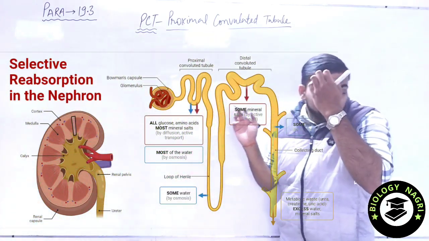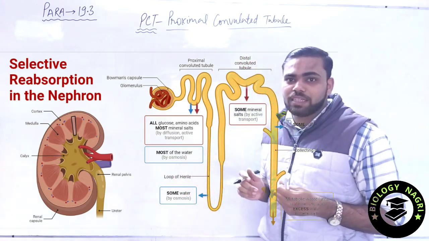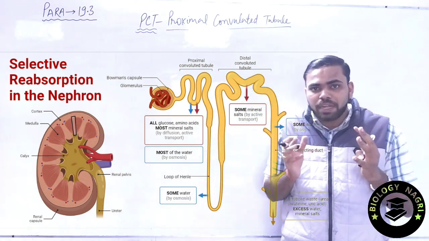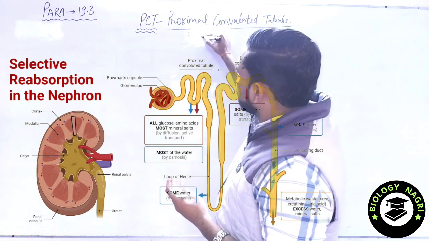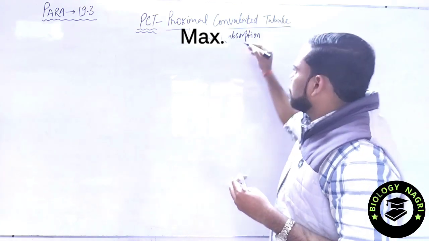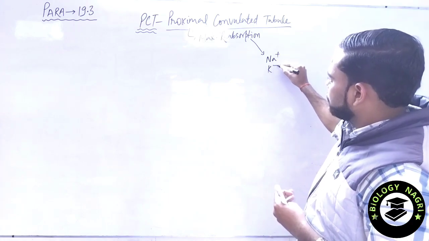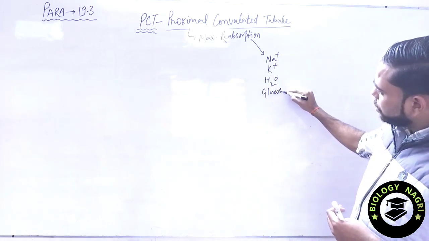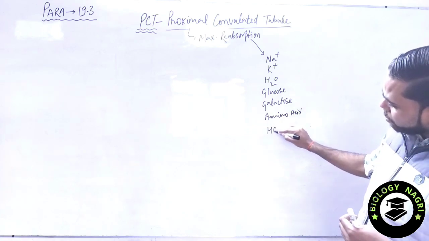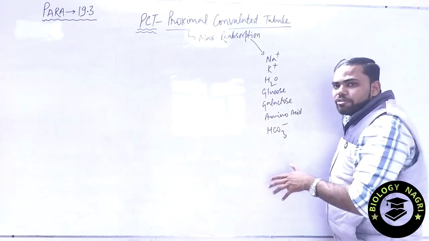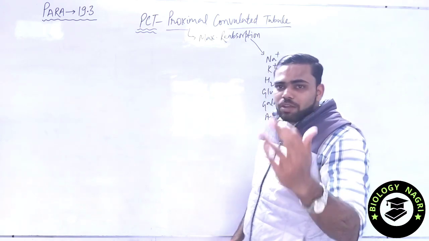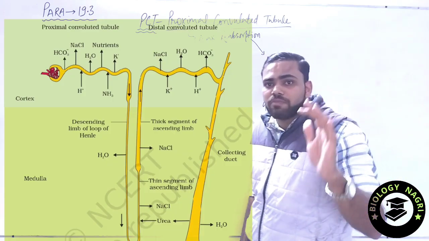Now, when you start talking about the first tubule of the nephron, which is the proximal convoluted tubule, this tubule has the property of maximum reabsorption. It means here maximum reabsorption takes place. And reabsorption of what? Basically sodium, potassium, water, glucose, galactose, and amino acids, and also some amount of carbonate ion. These things will be reabsorbed by the proximal convoluted tubule of a nephron. It means we can say that PCT is the major organ responsible for the maximum reabsorption.